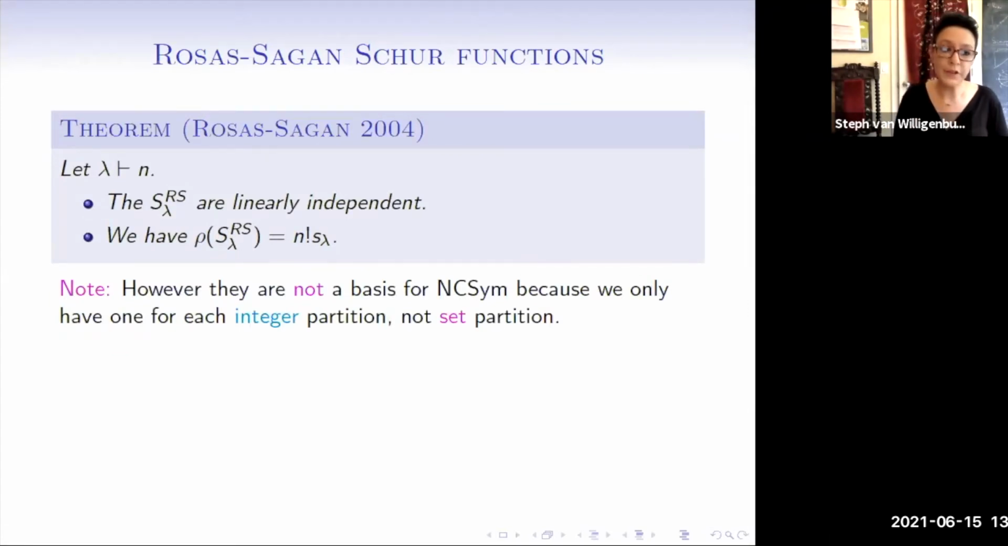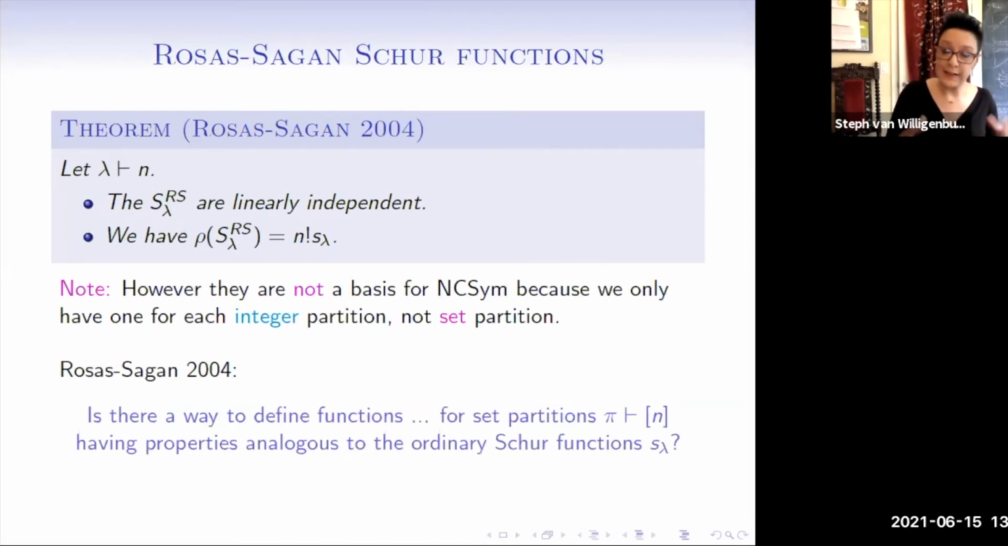And then Rosas and Sagan were able to prove the following. They were able to show that the Rosa-Sagan-Schur functions are linearly independent, and when you let the variables commute, you get the classical Schur functions. However, they're not a basis for NC-Sym because we only have one for each integer partition rather than set partition. So they asked, is there a way to define functions for set partitions that have properties analogous to the ordinary Schur functions? And the good news is yes, there is.